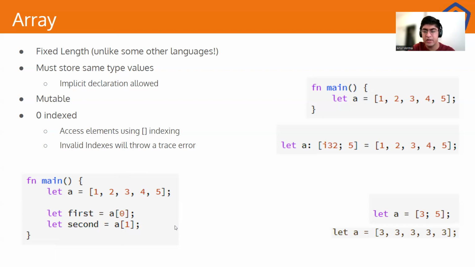You can also declare the length of your array inside your declaration. So you can do let a colon i32, which is our type, a semicolon, and then the number of elements inside of our array. This is an acceptable declaration. So this would be how you declare the size of your array along with the type. And the last thing to know is that if you use an invalid index in your array, you'll throw a trace error. So do be careful when you're iterating through your arrays, because if you go out of bounds, you will have an error.